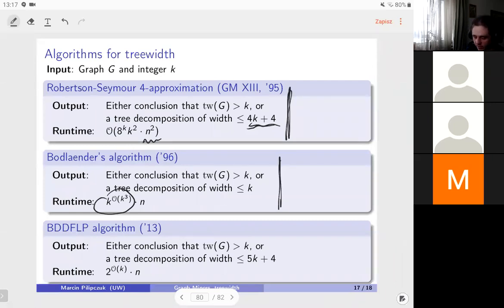So there's actually an algorithm with slightly worse constants, but it gets the best of two worlds. It gets linear dependency on n and constant to the k dependency on the treewidth. So you can get linear time and c to the k constant approximation for treewidth. But that's side knowledge here.